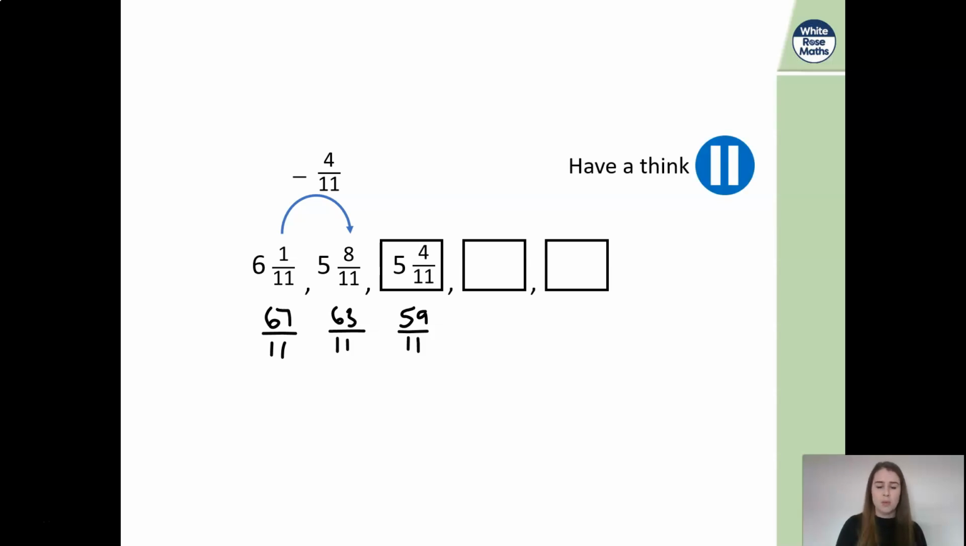Okay. Now what I want you to do is pause the video. Can you work out the next 2 missing mixed numbers? What I suggest you do is work out what these fractions here should be. So you can see the top number is just getting 4 smaller each time. So work these numbers out first and then convert them into mixed numbers and it should help you. So pause the video and have a go.